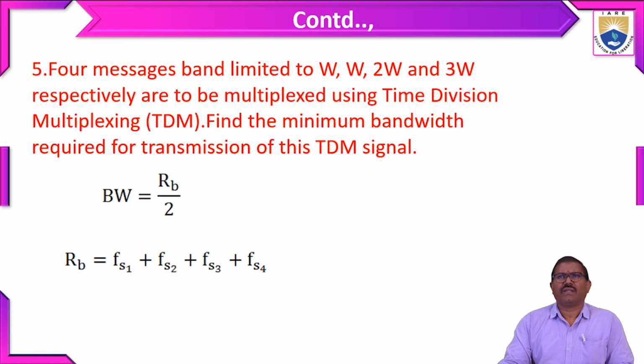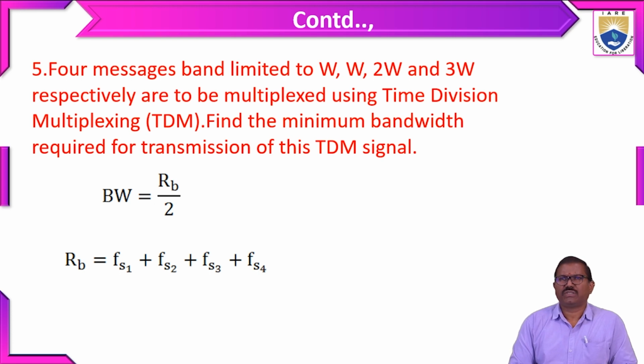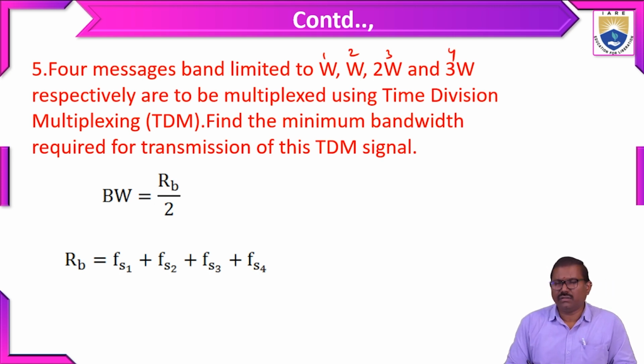Coming to another problem. Four messages band limited to W, W, 2W and 3W respectively are to be multiplexed using TDM, time division multiplexing. Find the minimum bandwidth required for transmission of this TDM signal. So four signals are given, 1, 2, 3 and 4, and these four signals are going to be multiplexed.